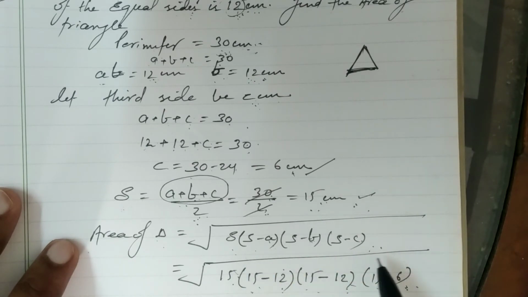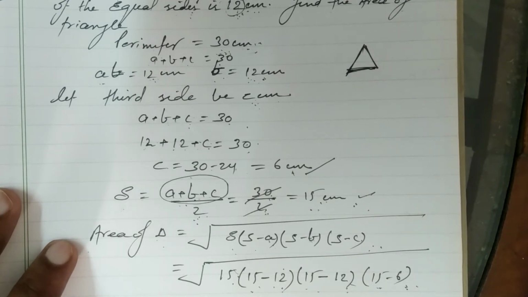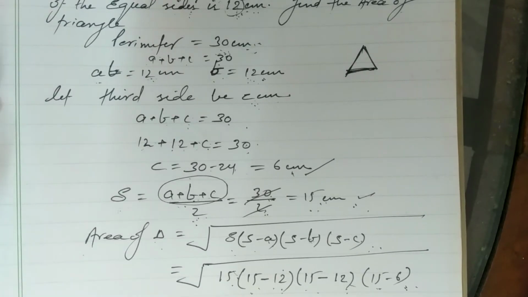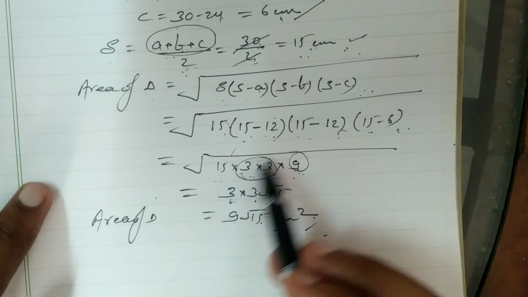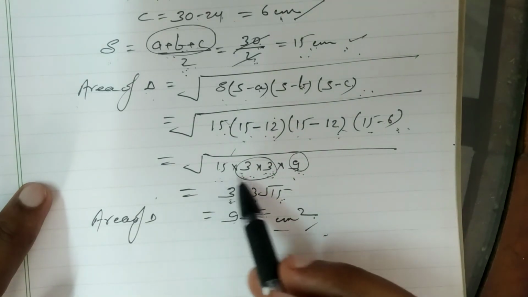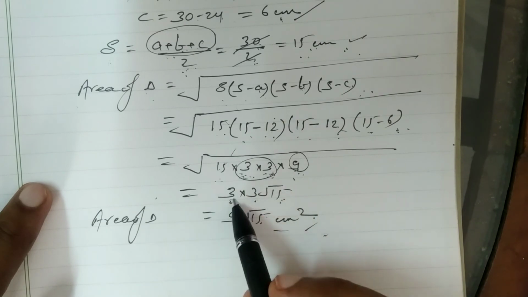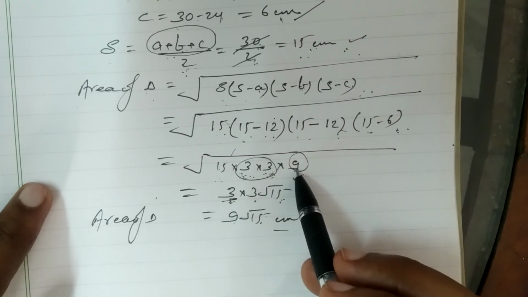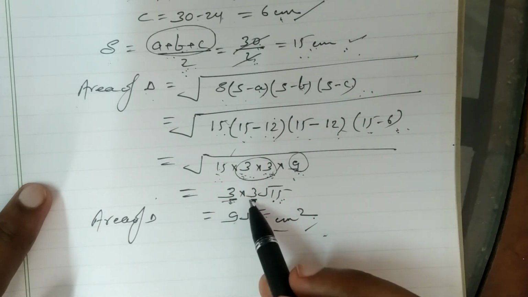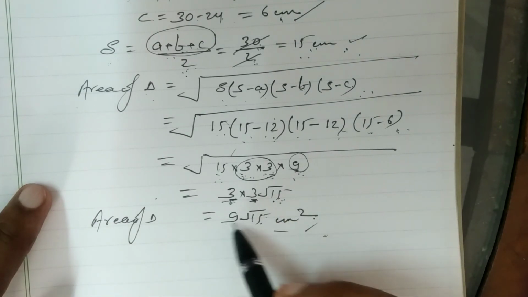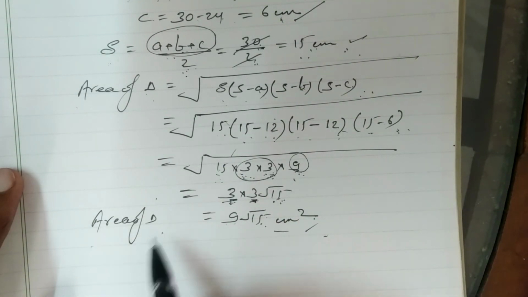We have put the value of S, A, B and C. Now what we get? We get 15, 3, 3 and 9 here under square root. 3 is in pairs, so 3 will come out of square root, and square root of 9 is 3. Here you can see again, 15 into 3 into 3 into 9 we will get from here. 3 is in pair, so it will come out of square root like this, 3. Square root of 9 is 3, and this 15 will come under square root. Now you solve it, you get 9 under root 15 centimeter square. This is the area of triangle.